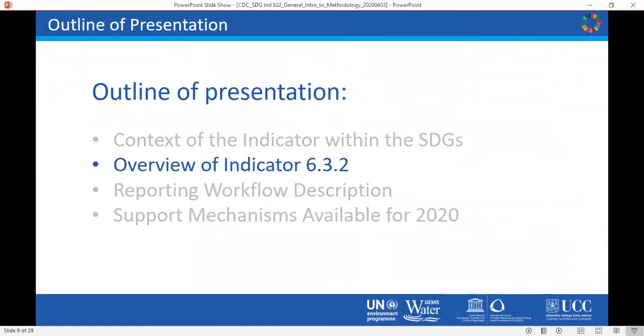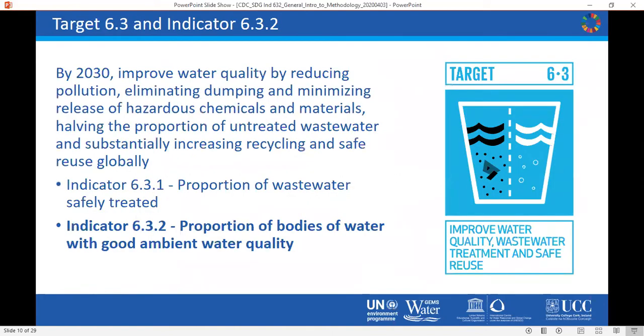That's great. Thanks, Killian. I'll just briefly give a bit more detail on the indicator and the rationale for the indicator, and a brief overview of the step-by-step methodology.